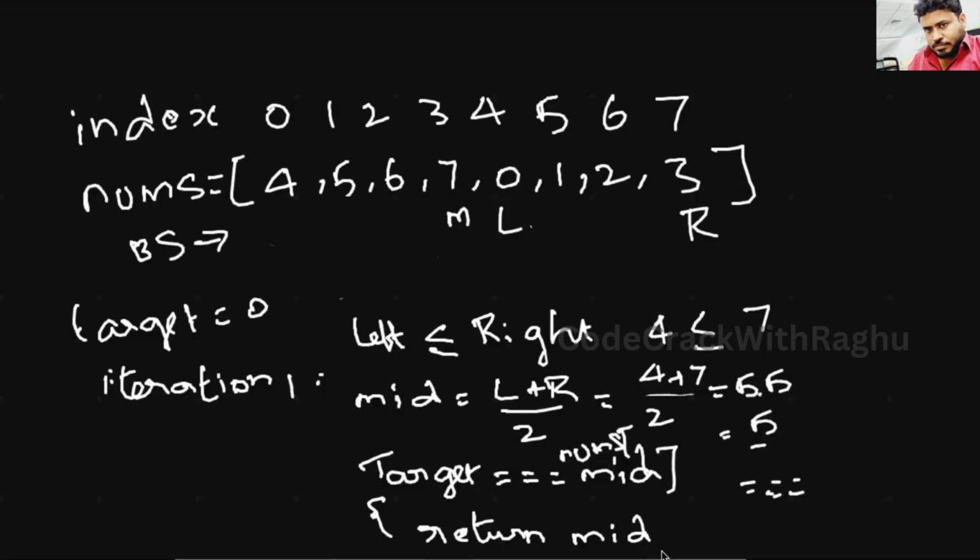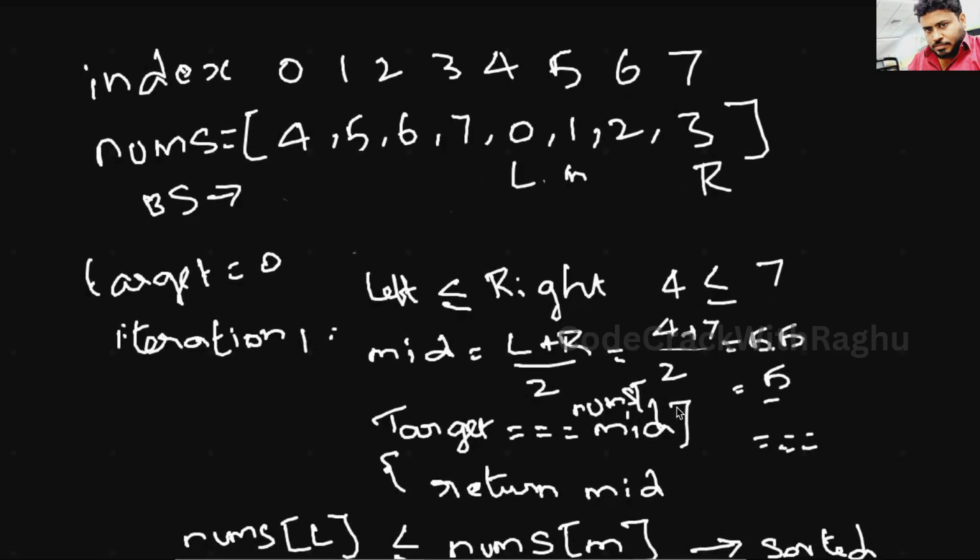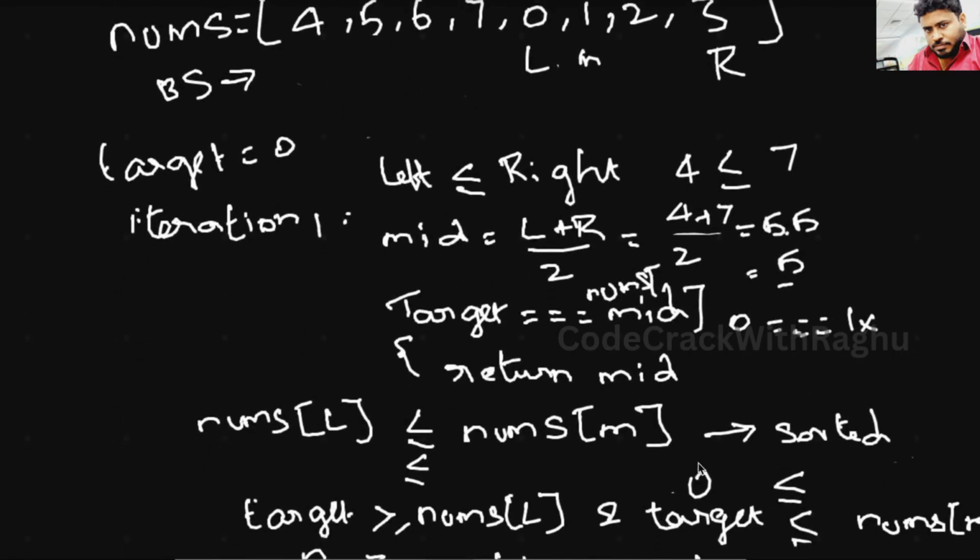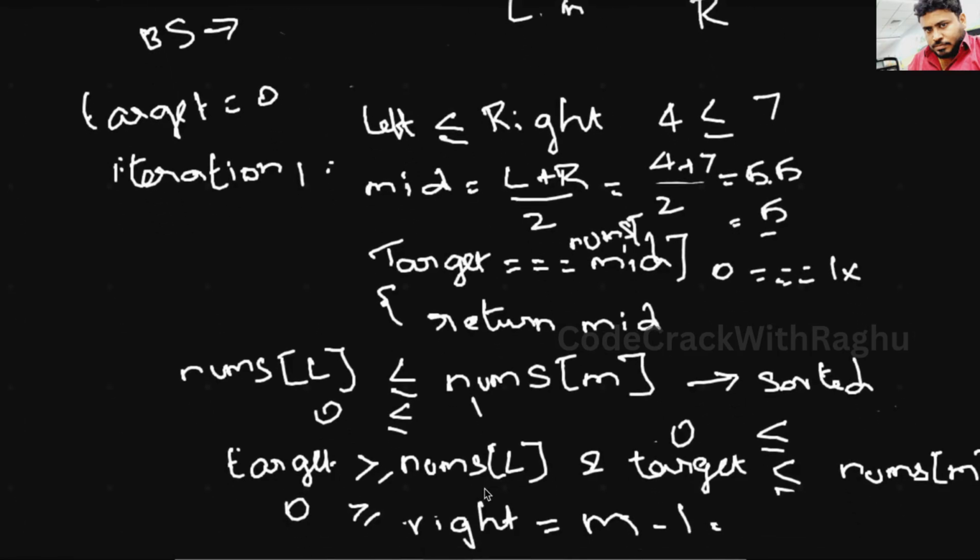Okay, so we can remove this from here and add it here, because our new mid value is now 5. Now I am going to check the condition. The target is 0, and the new nums of mid is 1, so this is not satisfied. So we are going inside. Nums of L will be 0 now, and nums of M is now 1. So this condition is satisfied. Target is greater than or equal to nums of L. What is nums of L now? Nums of L is 0. So this condition is satisfied.